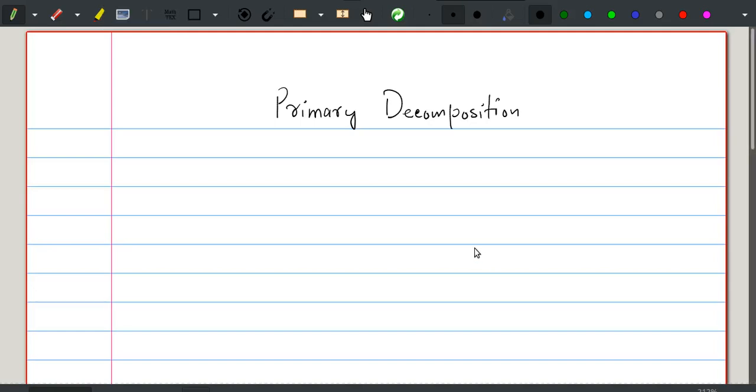My name is Shanawaz. In this lecture, we are going to introduce the concept of primary decomposition, and we'll start this lecture with this definition of p primary components. Let us consider a prime number p. So let p be a prime number.